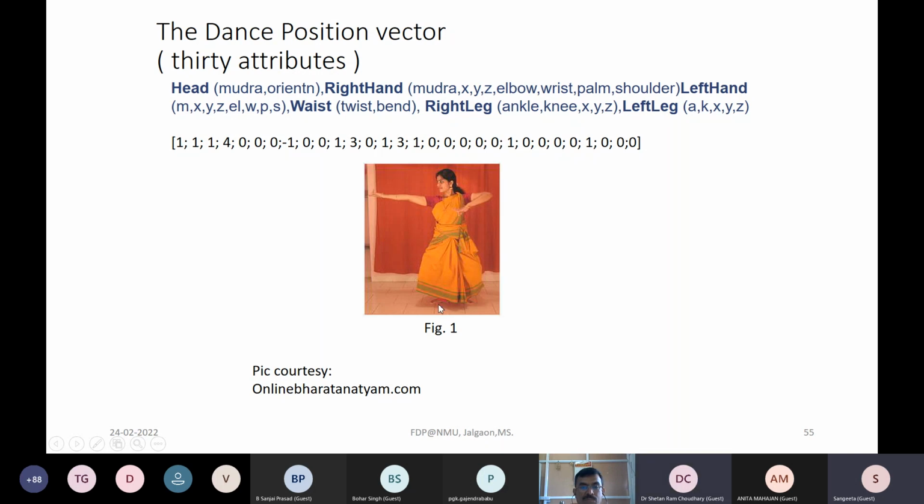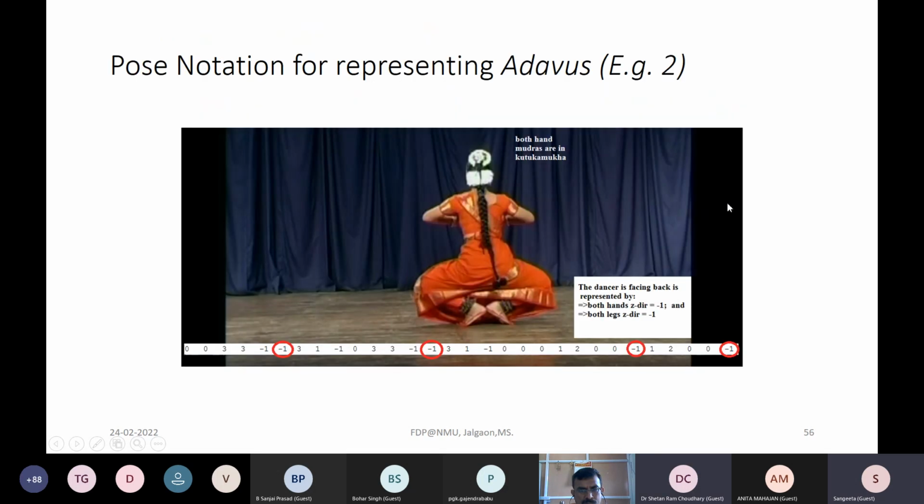For example, for this pose, a 30 attribute vector. The first two would be for head. Next are for right hand, divided into all these 8 attributes, then left hand. So head, right hand, left hand, waist has 2 attributes, right leg and left leg. So 30 attributes were designed and this is how we made a dance position vector. So pose notations for representing adavus was designed.